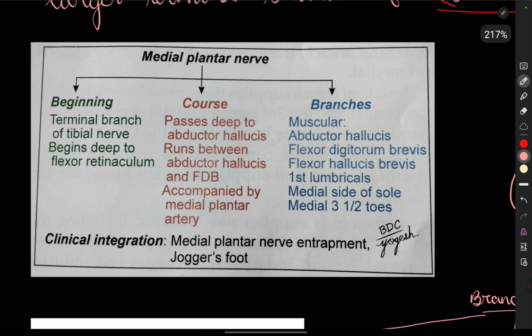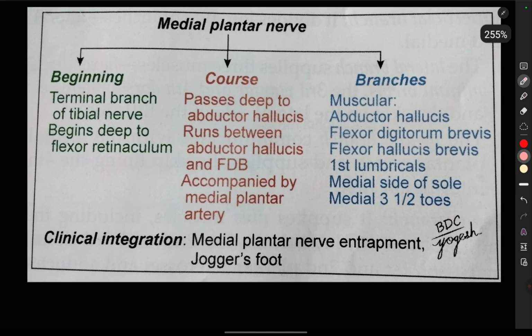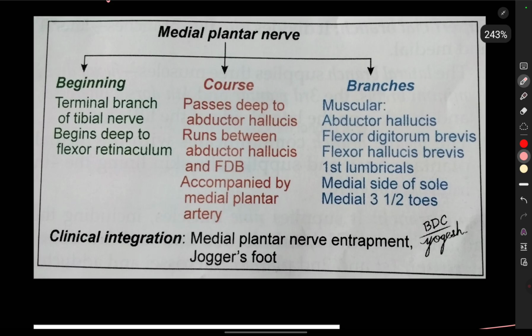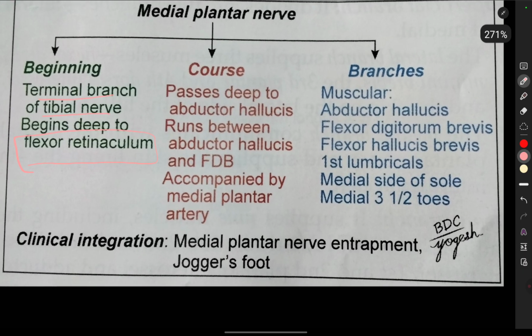Okay, now let us see the beginning, course, termination and its branches. The terminal branch of the tibial nerve begins deep to the flexor retinaculum, as I've already told, and the flexor retinaculum is already completed in the previous video. Please check it out.